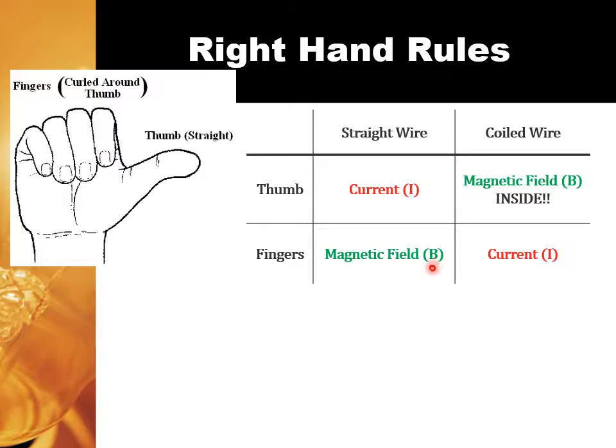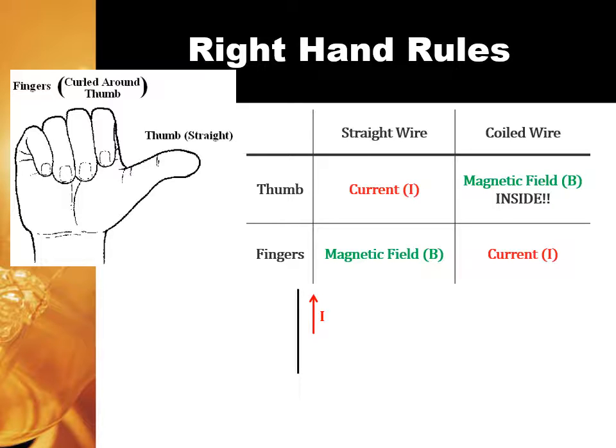A capital B is what's used to designate magnetic field. For a coiled wire, the magnetic field is going to be inside of the coil, and it's going to be straight inside the coil. So we're going to use your thumb to follow the direction of the magnetic field inside the coil, and then the current is coiling around, circling around, so we use our fingers to designate that.